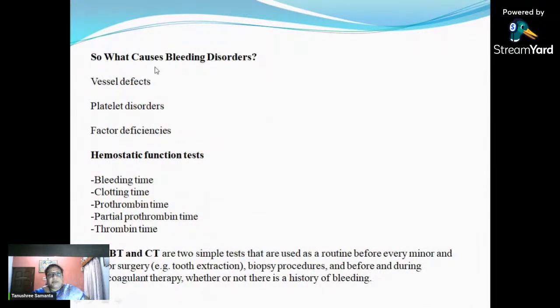So what causes these bleeding disorders? If we have any vessel defects, platelet disorders, or factor deficiencies. To test these functions, the two most common tests which we do are bleeding time and clotting time. Other than these two, we can also do prothrombin time, partial prothrombin time, and thrombin time. BT and CT are the two simplest tests, done routinely for every minor or major surgery, from tooth extraction to biopsy procedures, or before or during any anticoagulant therapy.